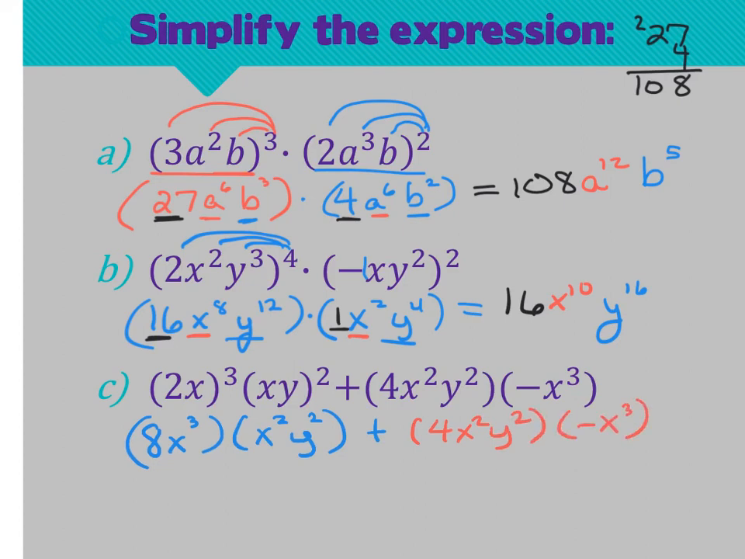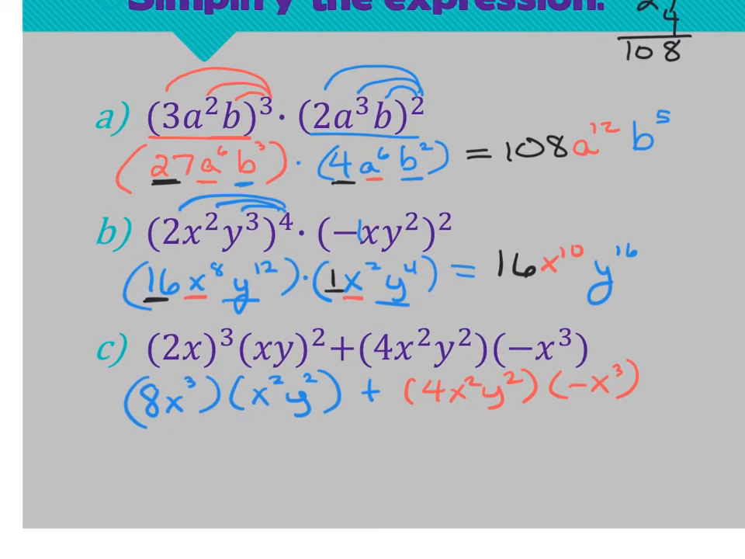Now I need to multiply. So this one becomes 8, add the x's, x to the 5th, add the y's. There's only one y here, so y squared. And then over here, I can add my x's, and I would multiply the coefficients. So this will become a negative 4, x to the 5th, y squared.